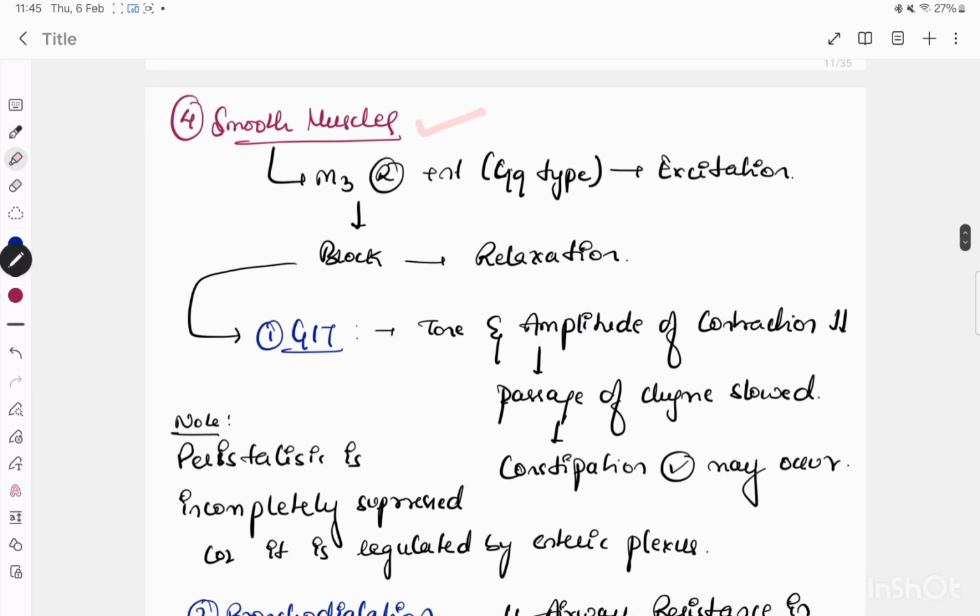Moving on to the smooth muscles. In the smooth muscles, the M3 receptor is present.